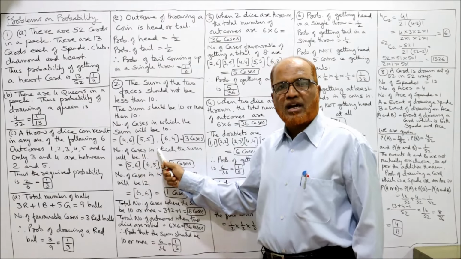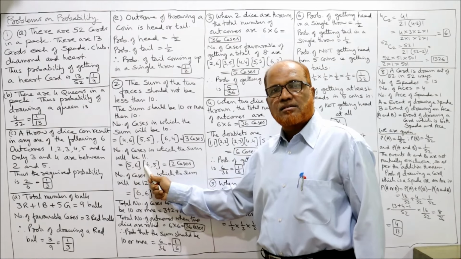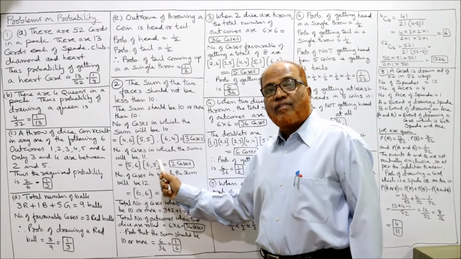Now how many cases the total will be 11? Now we'll see. Number of cases in which the sum will be 11. First dice 5, second dice 6. So 5 plus 6, 11. First dice 6, second dice 5. Again 11. 5, 6 and 6, 5. So 2 cases are there where the sum of the faces will be 11.